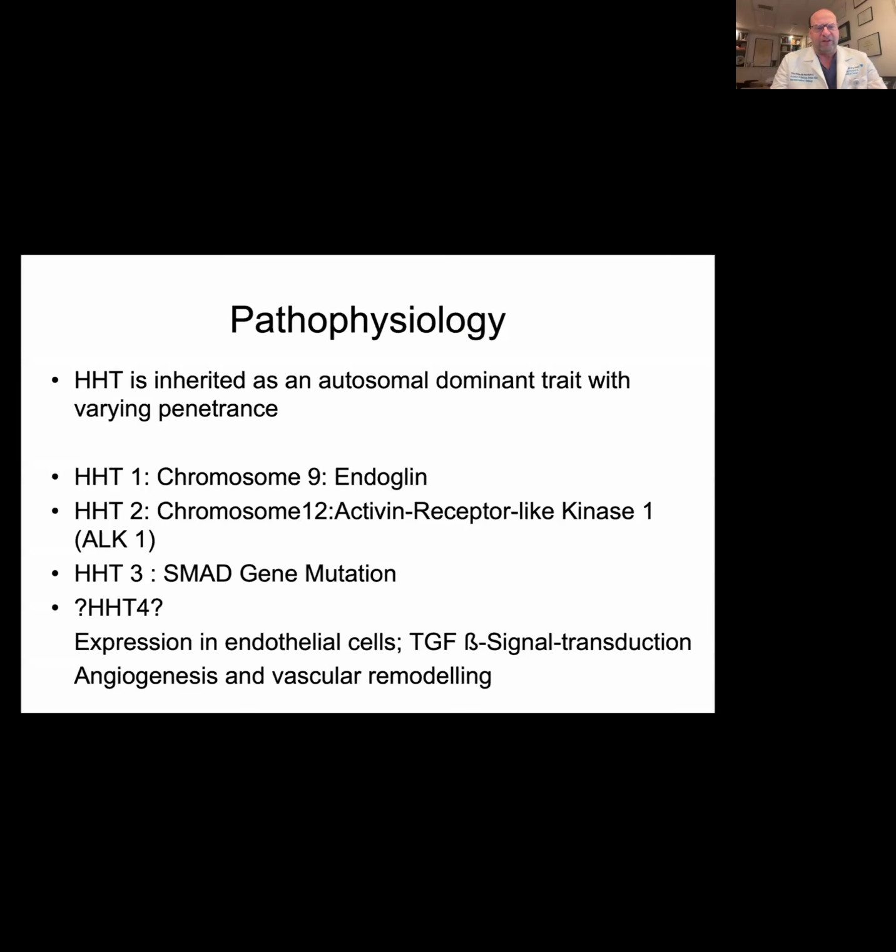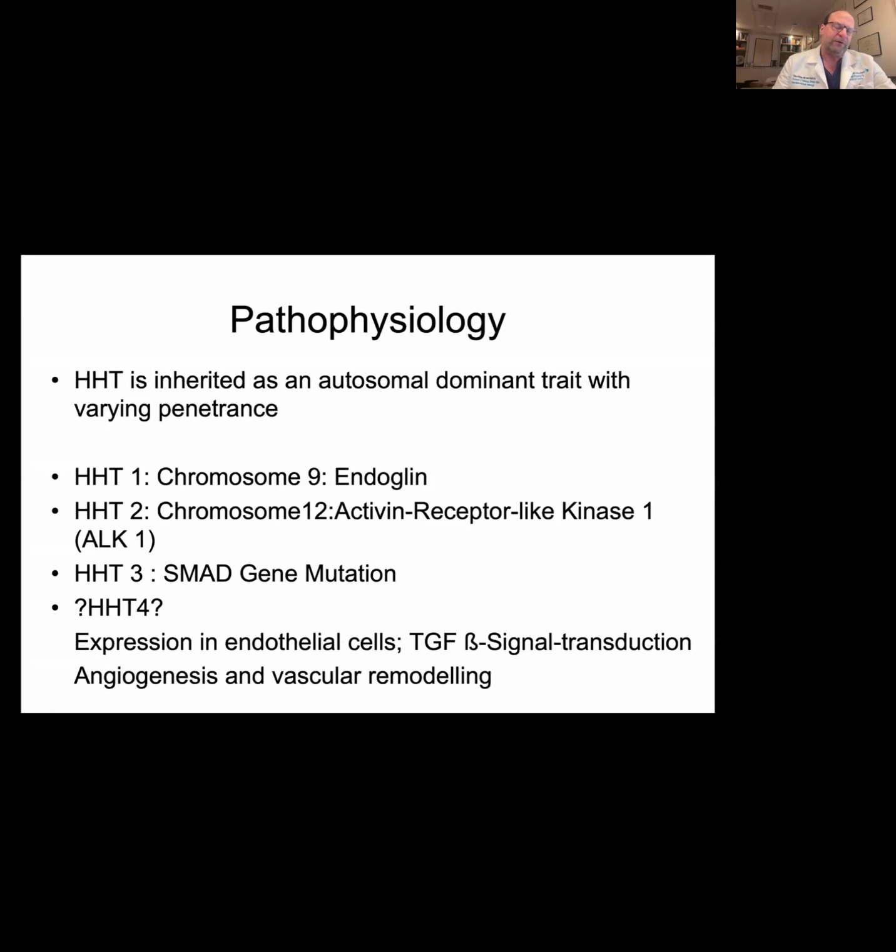What causes HHT? Well, it is an autosomal dominant trait that is at least related to three different mutations, while likely there's also a fourth one, that are related to molecules that are mainly expressed in endothelial cells and that are of importance for the formation of blood vessels, which is called angiogenesis. Angio for blood vessels, genesis formation of blood vessels.